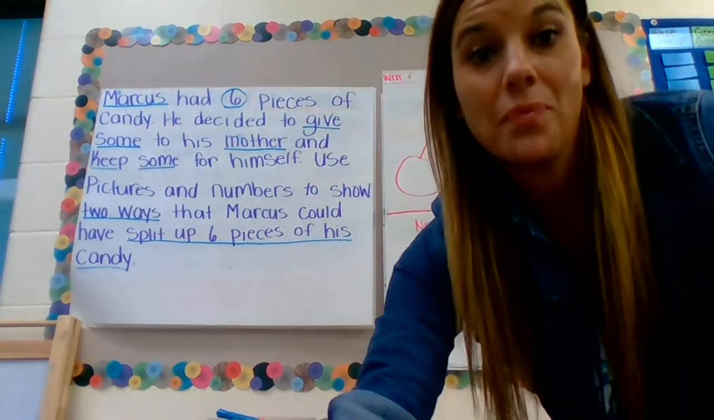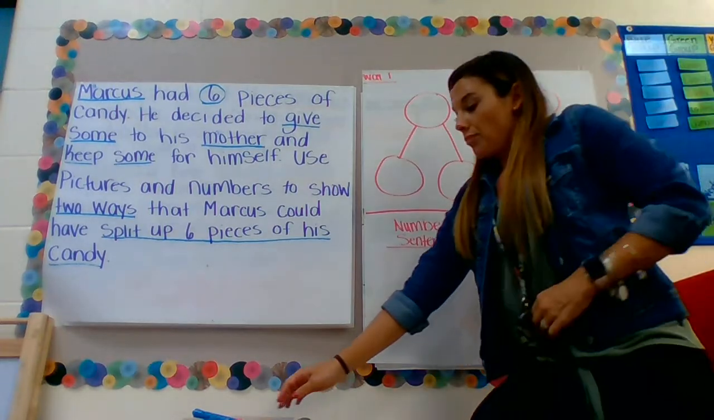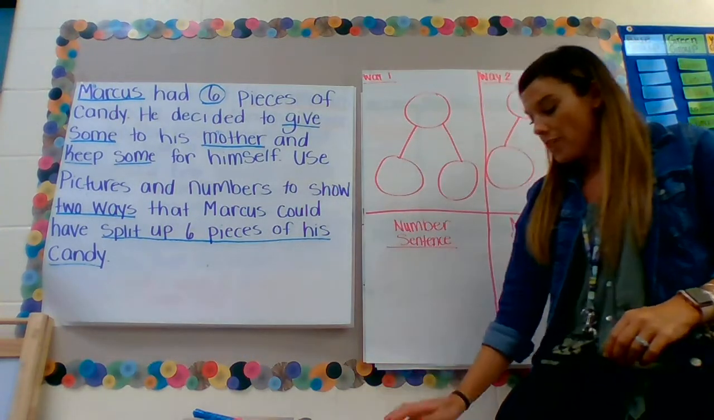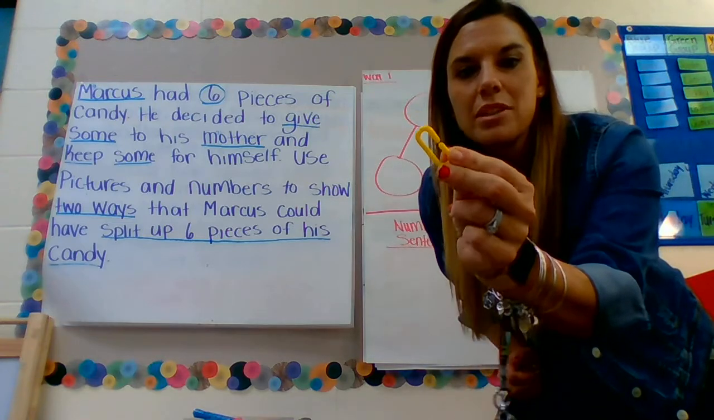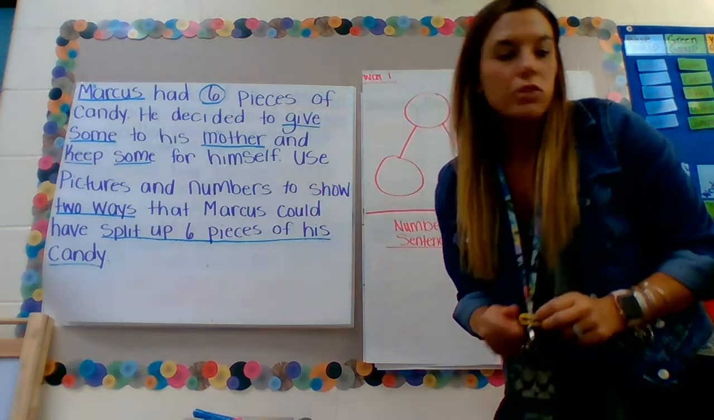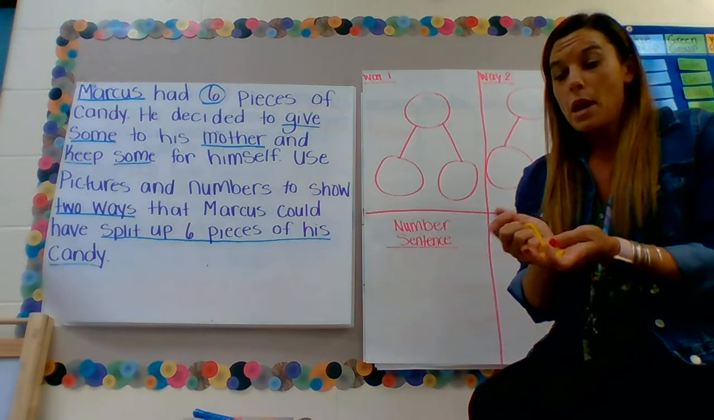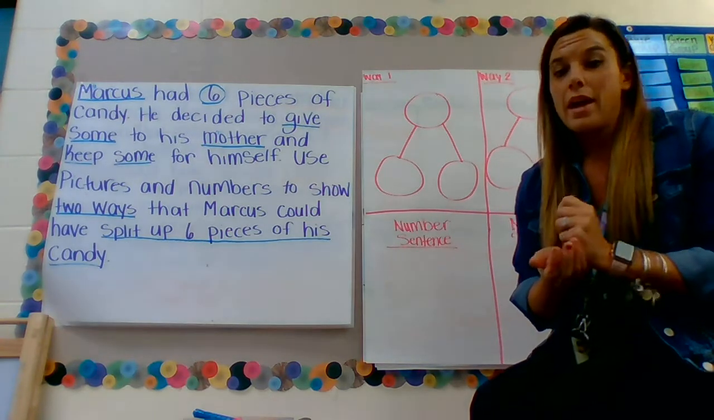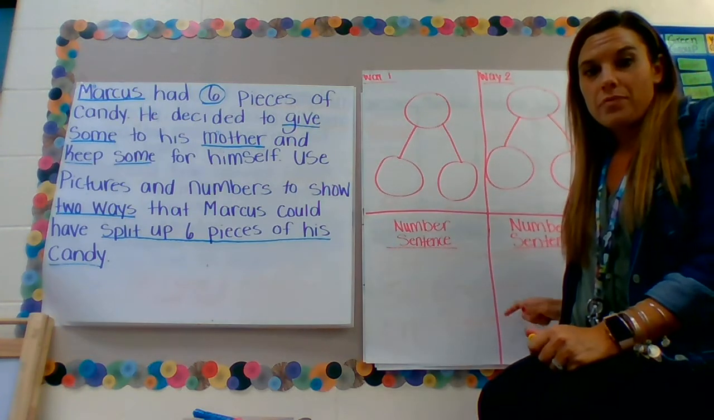Okay, so hopefully you got 6 items. So I am going to use these little links. Those are going to be my pretend candy. I don't care what you chose to use for your 6 items. It can be anything. But I'm going to show you an easy way to come up with 2 number bonds and 2 number sentences. Okay?